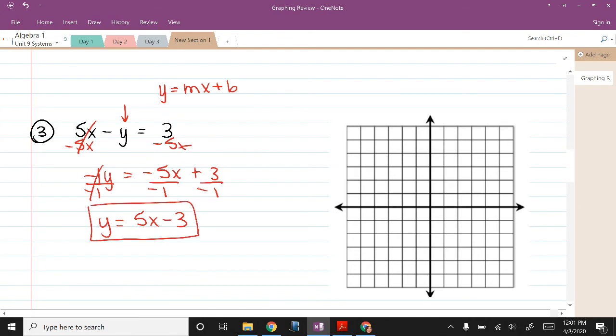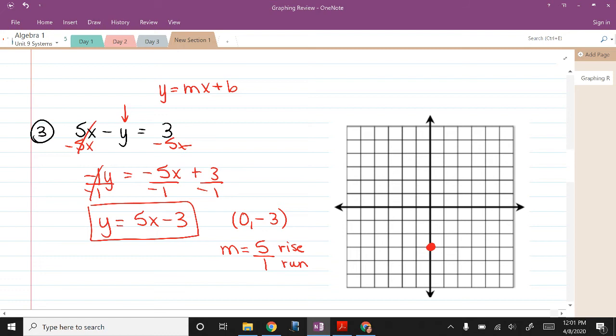So my b term is -3. So that means my y-intercept for this graph is at the point 0, -3 on the y-axis, which is down here. My slope is positive 5. And since it's a whole number, I need to put it over 1. So 5 is my rise, run is my 1.